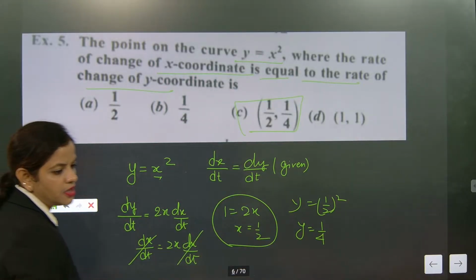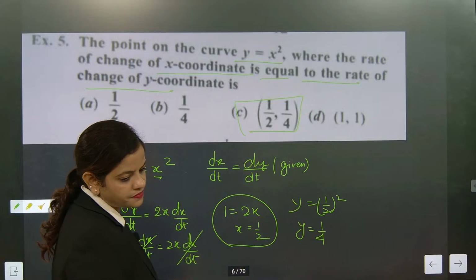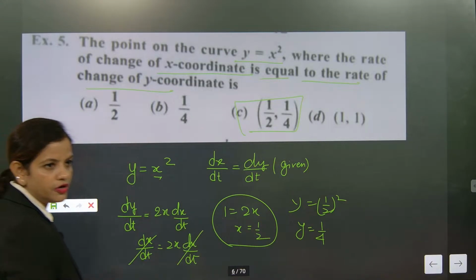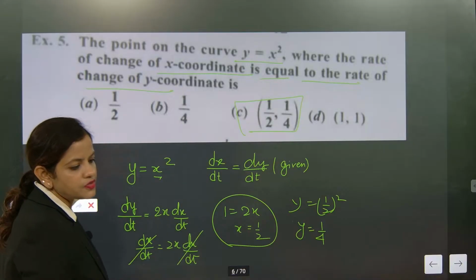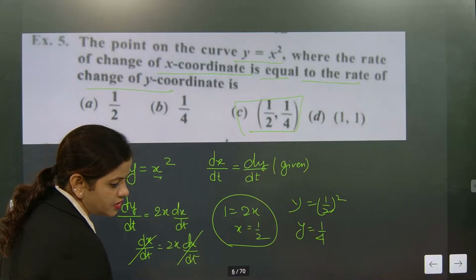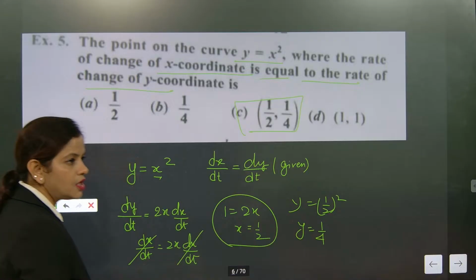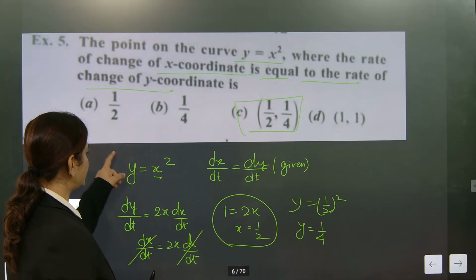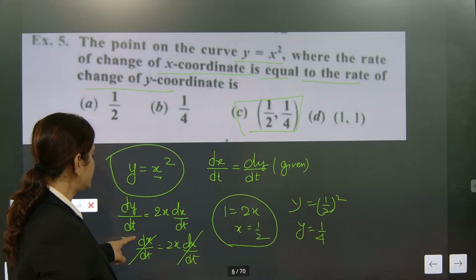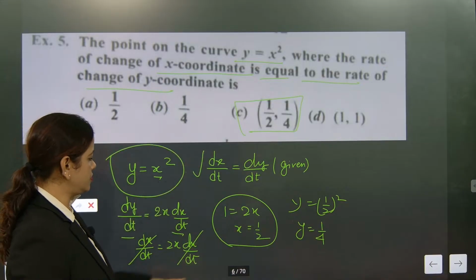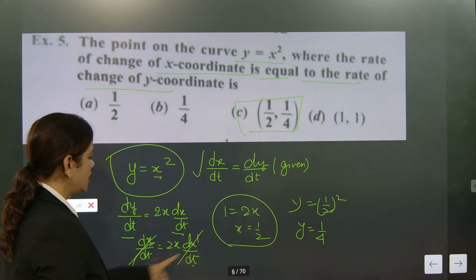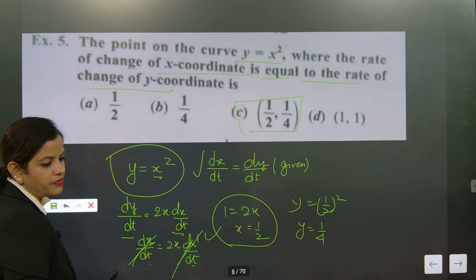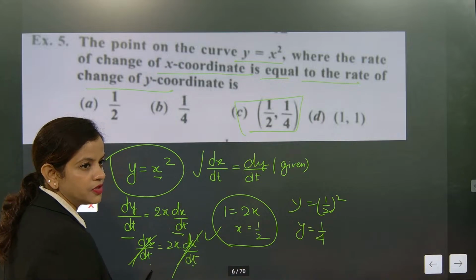Please remember this one. Shall we go for the next question? Yes, you need to solve the question one time. In application of derivatives, first we need to solve the big questions also. Did you understand how to solve these questions? First you see what they are asking. The curve equation is given. When we differentiated, dy by dt was already given, so we wrote this and then cancelled. Once we cancelled, we got the value of x and they are asking the y value. I hope you understood this one.